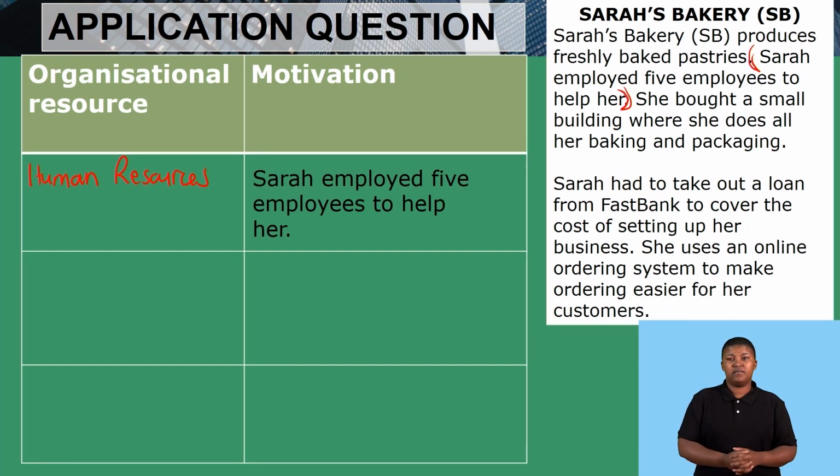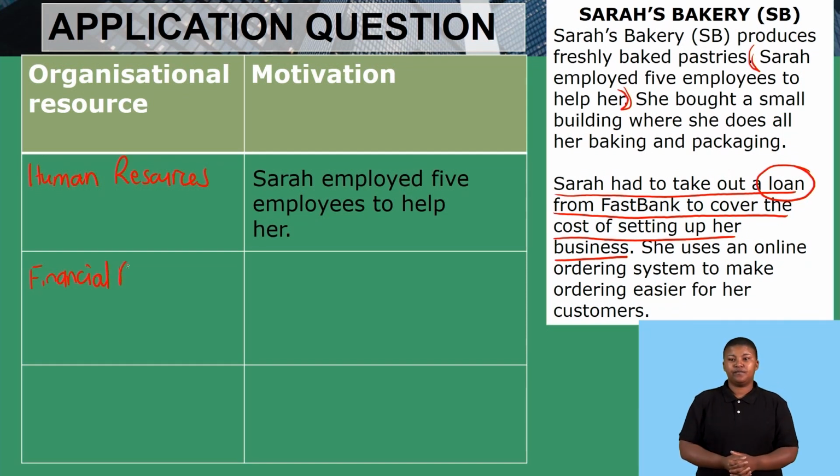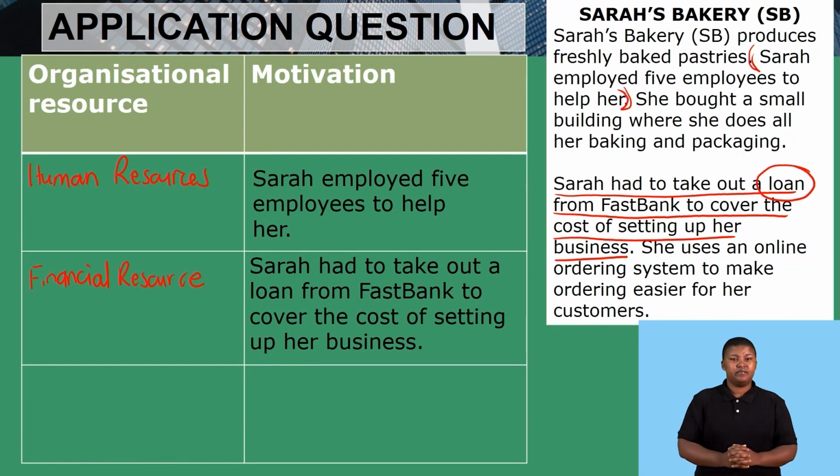Okay, then the scenario continues in the second paragraph. The scenario states that Sarah had to take out a loan from Fast Bank to cover the cost of setting up her business. So that loan is money or capital we need for our business. So this will then be financial resources. All right, so we will state then that it is a financial resource, and we will motivate, of course, by quoting that whole sentence. Sarah had to take out a loan from Fast Bank to cover the cost of setting up her business.